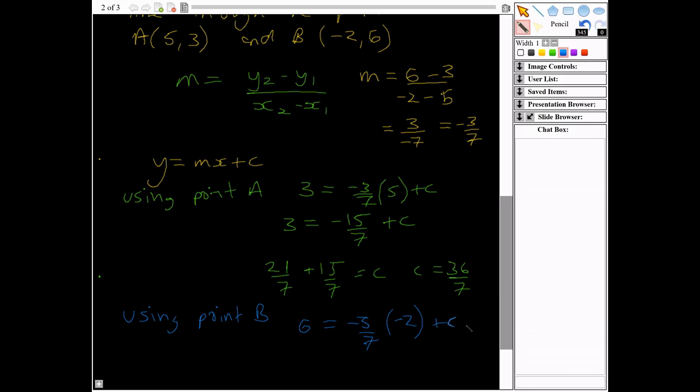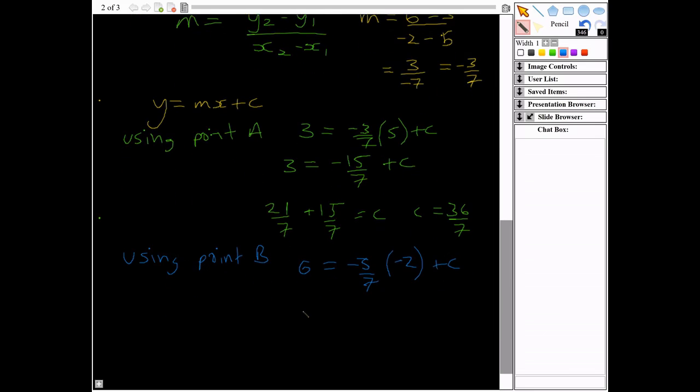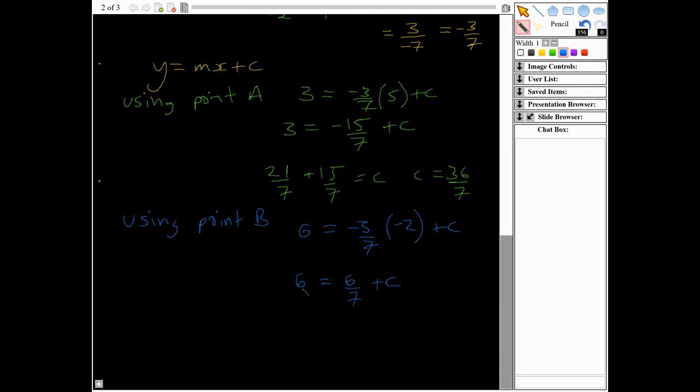and then plus c. So in this case, I would get 6 is equal to 6/7 plus c. So this time c would be 6 take away 6/7. So again, I'm going to change the 6 into 7. So it's going to be 42/7 minus 6/7 is equal to c. So c is again going to be 36/7.